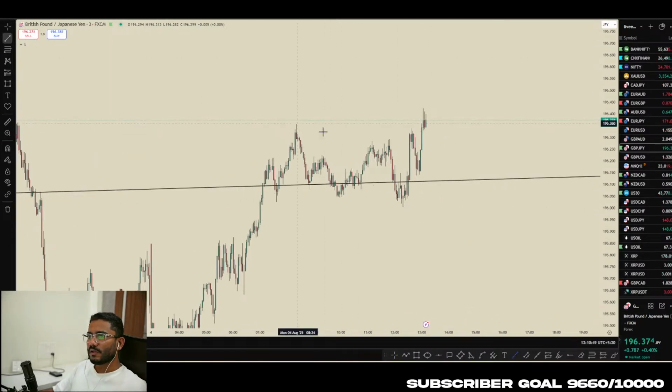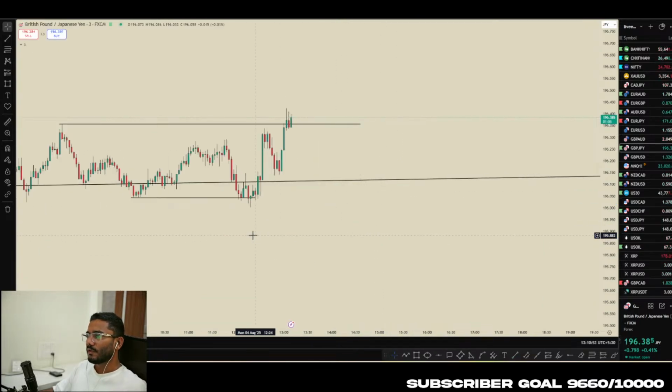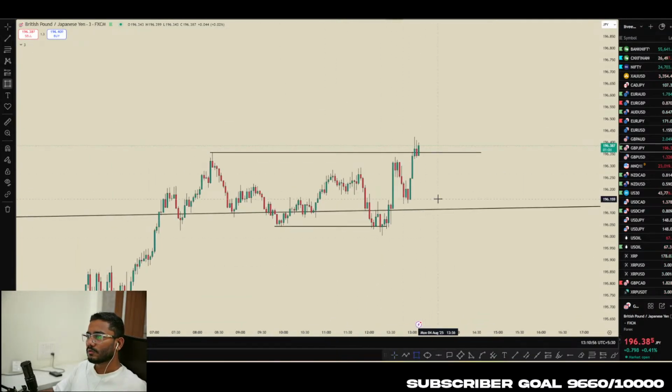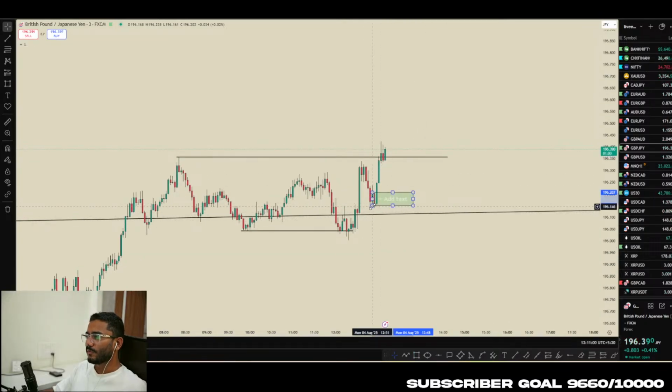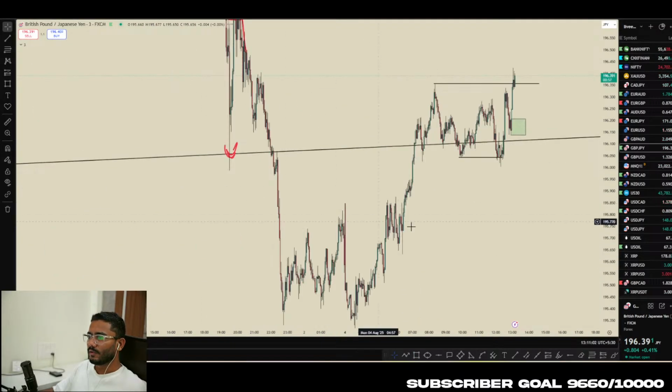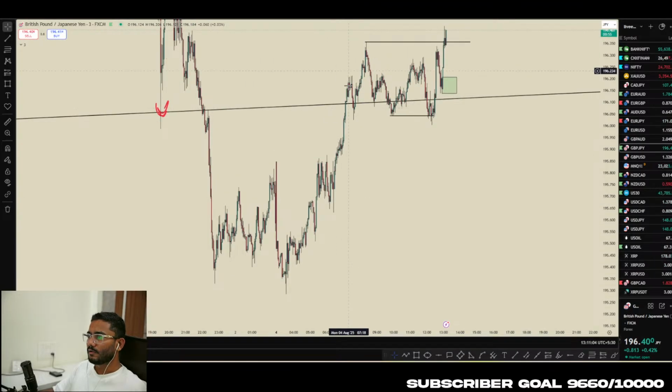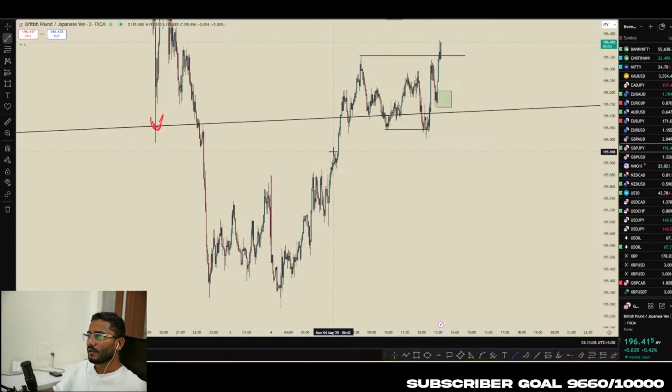On GJ also we have the same thing, price broke the structure, inducing these previous lows. And we have this order block where we can look for entry, but we want price to create more liquidity to the upside. Then only this will be valid. Right here, there is again imbalance.